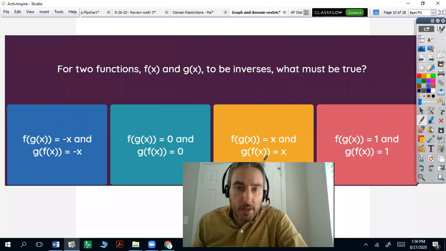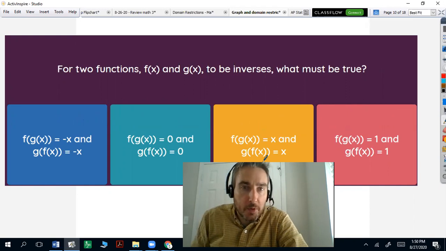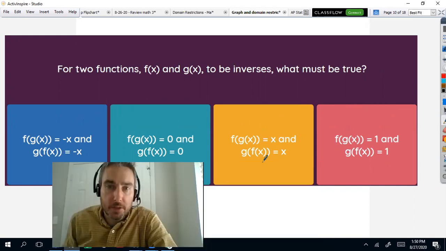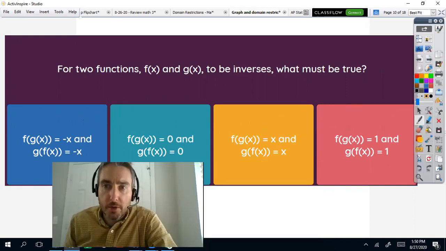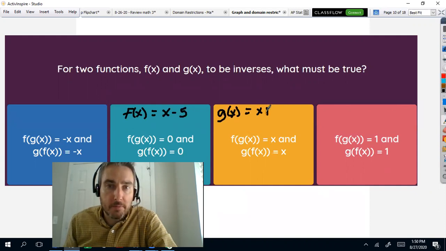And again, more of an honors level question, but if you're standard, this is, again, fairly simple. When you do composition of functions, you want to make sure that when you put them together... I'll just give you a real quick example. Let's say f of x is x minus 5, and g of x is x plus 5.